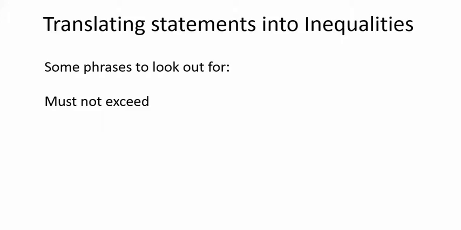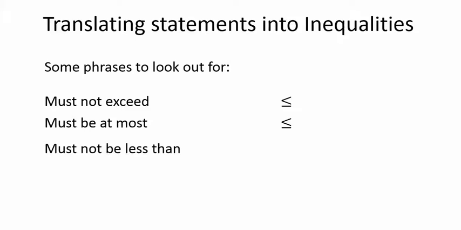The first one, must not exceed. Again, if you can't exceed something, you can get up to that point, but you can't go past it. So you can be less than, you can be equal to, but you can't be greater than. So we say that is equivalent to less than or equal to. Another, must be at most. Must be at most actually is the same thing as must not exceed. That means at most you can be a certain amount. You can be less than that, you can get up to that amount, but you can't go beyond that amount. So must be at most is another example of less than or equal to.